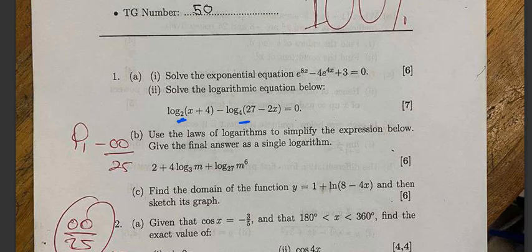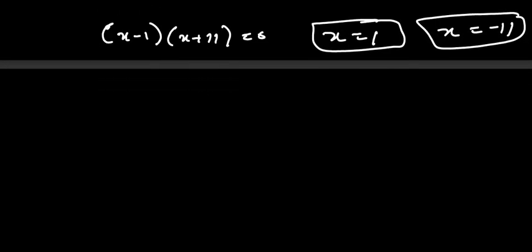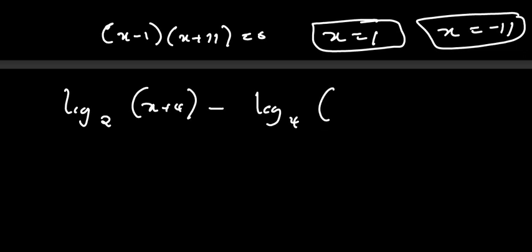Now it's mandatory that when you are done, you need to test in case there's an extraneous solution. A solution which is not satisfying the original question, that's what we call an extraneous solution. So we just plug in what we've gotten. The original question is log of (2x plus 4) to base 2, minus log of (27 minus 2x) to base 4. This has to give us a 0.